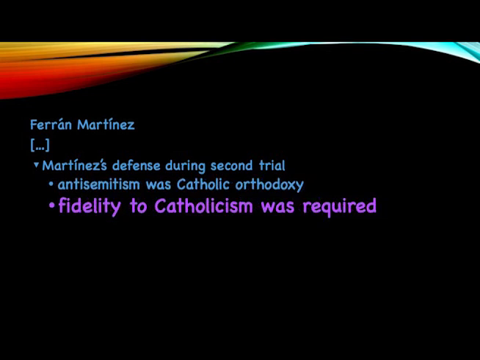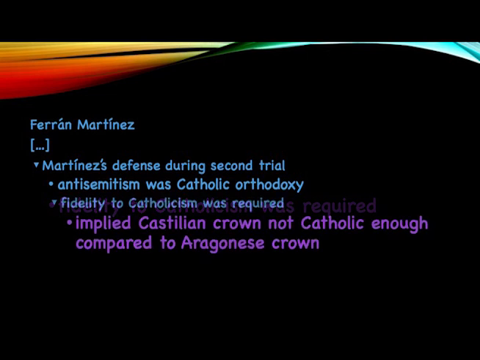Martínez also argued that fidelity to the teachings of the Catholic Church was critically important, especially because most of the Iberian Peninsula had recently been under Muslim control. Under Muslim rule, Catholics had wrongly accepted Jews as co-equals. That had to change. The second argument was clever too, because it implied that the Castilian monarchy was not Catholic enough to justify it in its competition for leadership with the rival crown of Aragon.